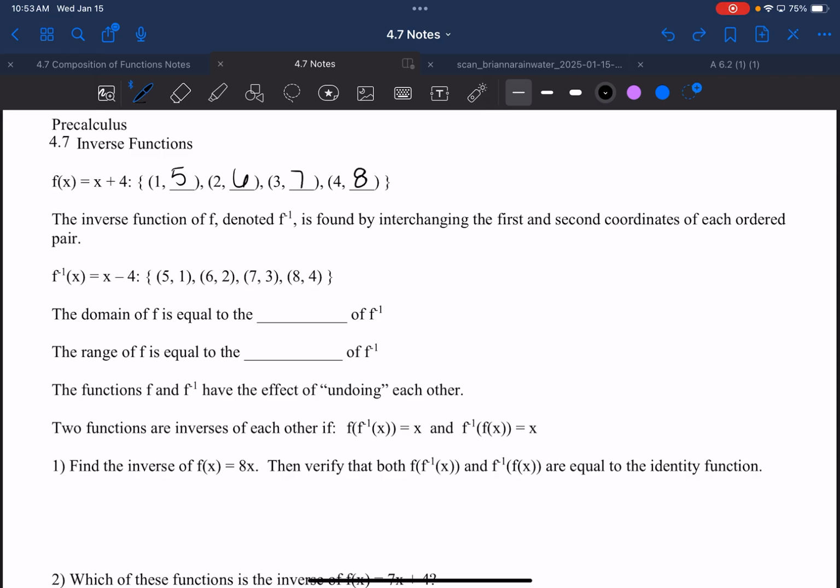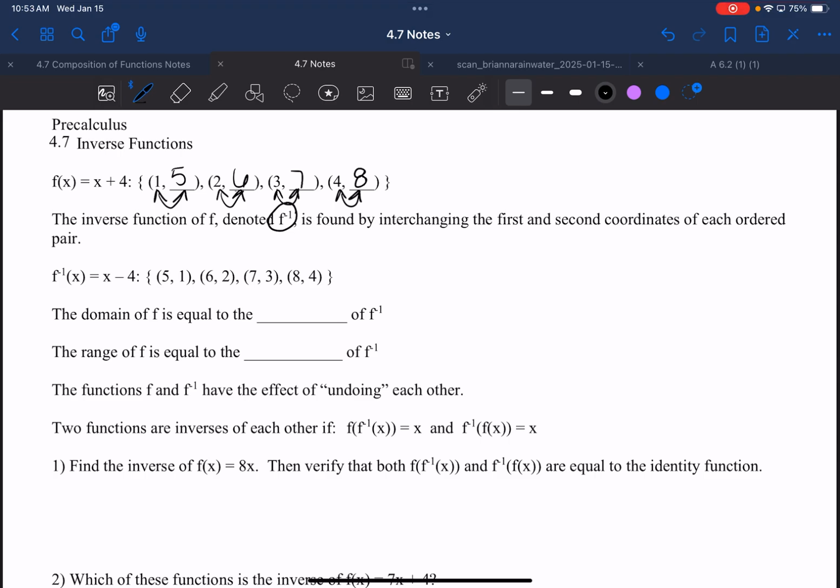Okay. So they go on to say that the inverse of a function, so the inverse of f of x here, would be denoted using this f with almost looks like an exponent of -1. And this is found by interchanging the first and second coordinates from your function. So in other words, you switch the x and the y values, and that would be your inverse. Okay, so the inverse of these points would be 5, 1, 6, 2, 7, 3, and 8, 4.